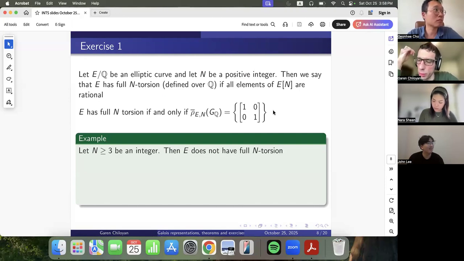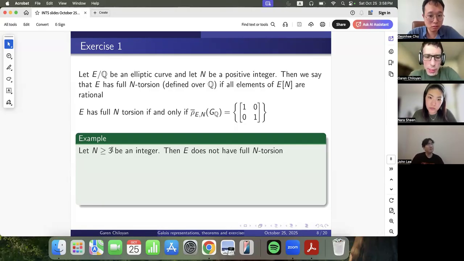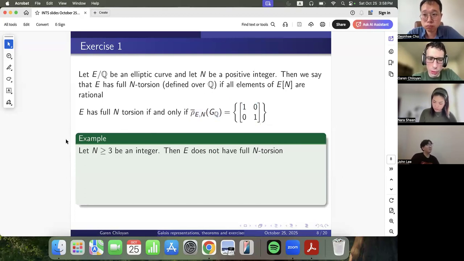And please remember the property I said about the surjectivity of the determinant map that we went over earlier. Why doesn't E have full N torsion if N is an integer greater than or equal to 3? The surjectivity of the determinant map will play a big part in this. Well, let's say it does have full N torsion incorrectly. Then the image of the mod N Galois representation will be equal to just the trivial group.